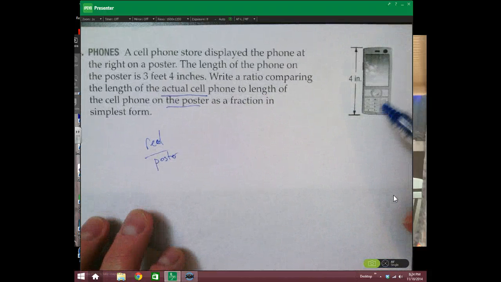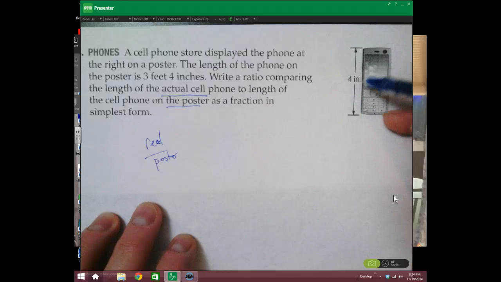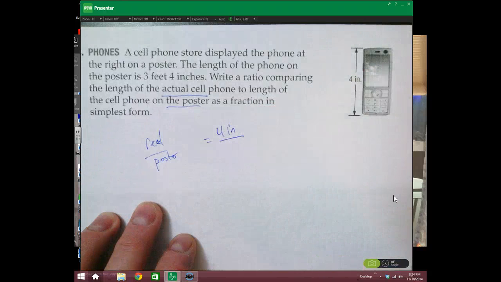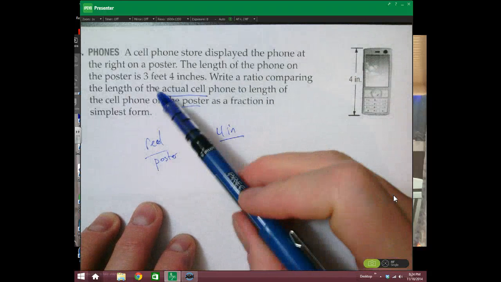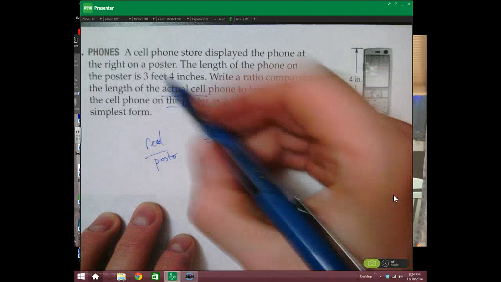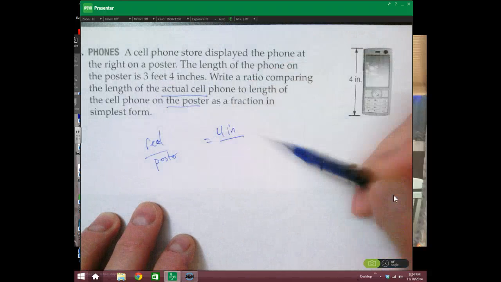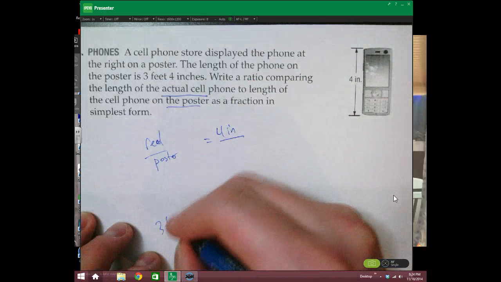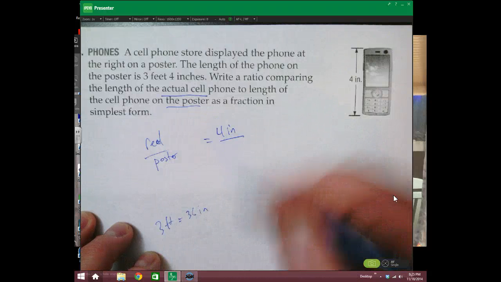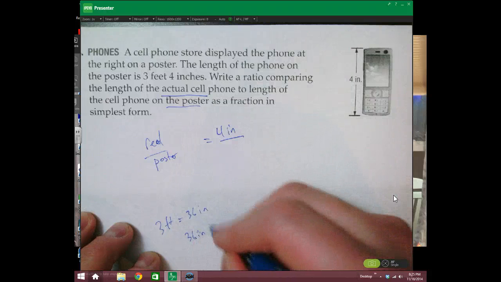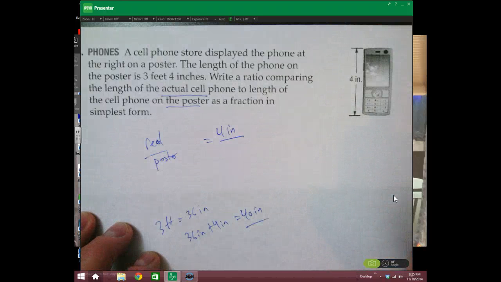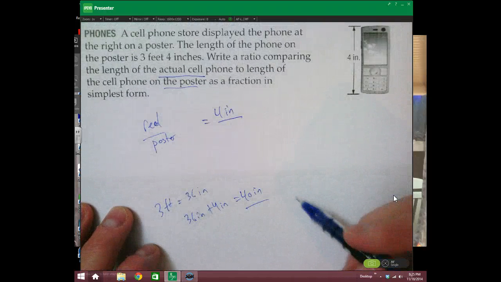Now the next problem we have is this. The real phone right here is in inches. So that's 4 inches. The poster is in feet and inches. So I have to convert it to the same unit, which means I need to convert 3 feet to inches and then just throw 4 more on there. So 3 feet, if you don't know this, is 12 inches in a foot. So times 3 is 36 inches. And then we have 36 inches that we're going to add 4 more onto. So 40 inches. So the poster is actually 40 inches in length.